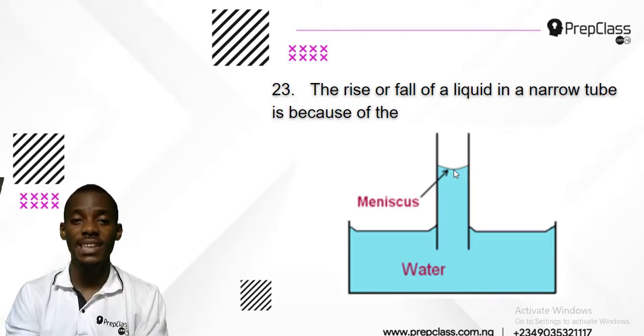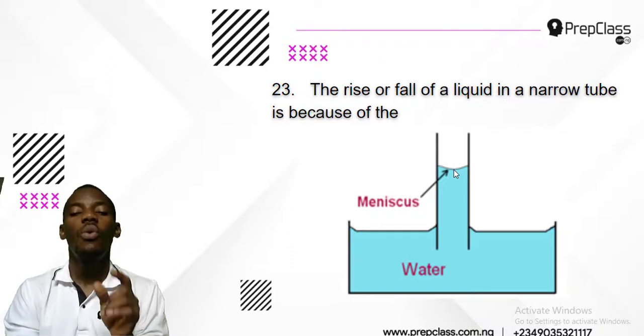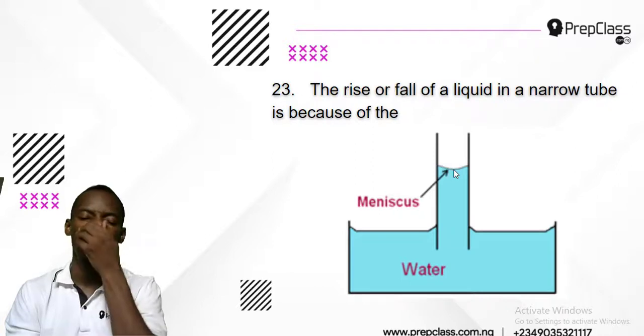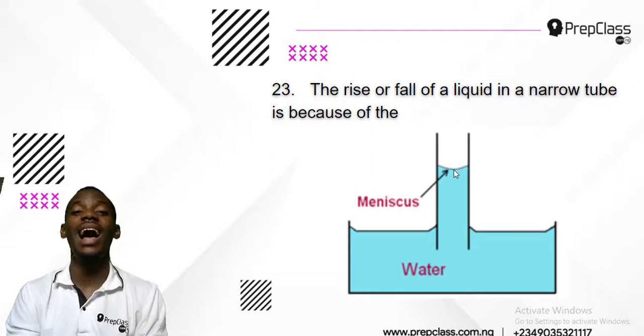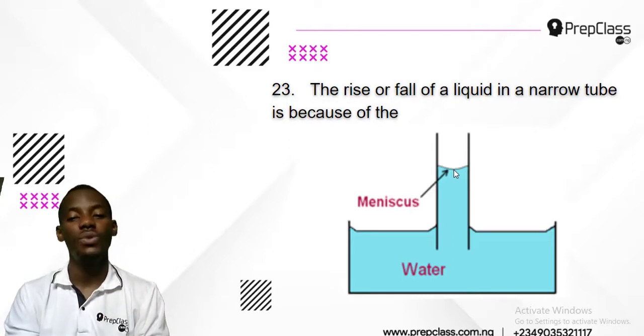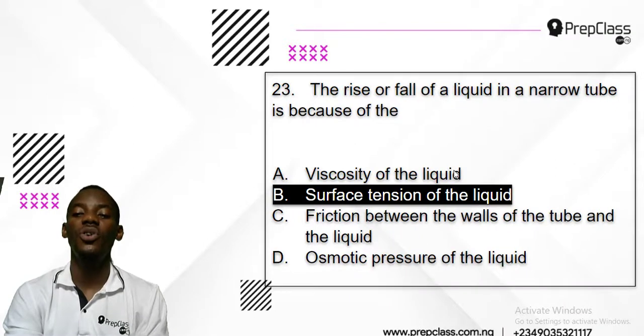And that's the reason why water rises in a tube like that. It is because of the surface tension of the water. Water can rise easily because it has a weaker surface tension than mercury, so it can rise easily through that tube. It is due to the surface tension of the liquid.